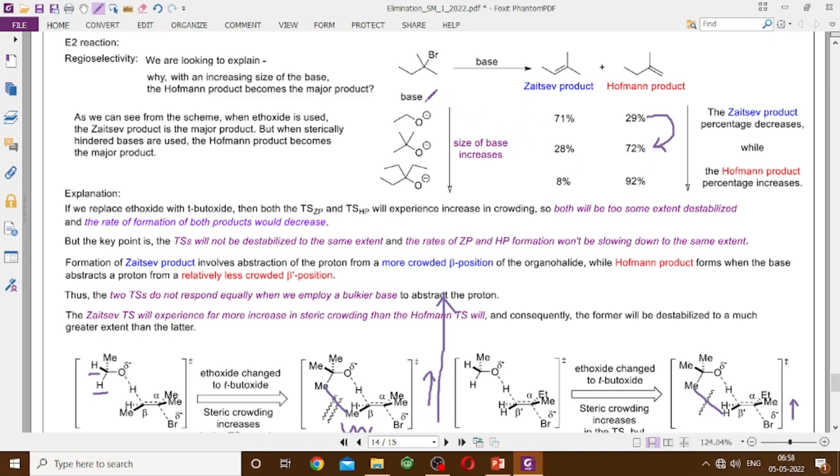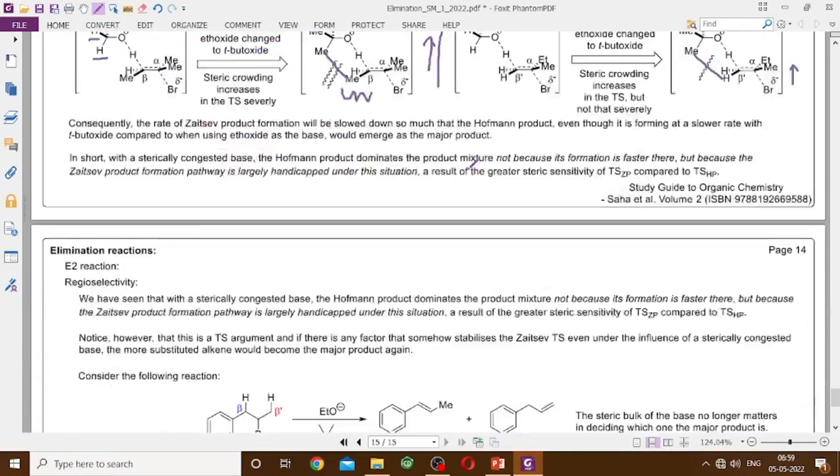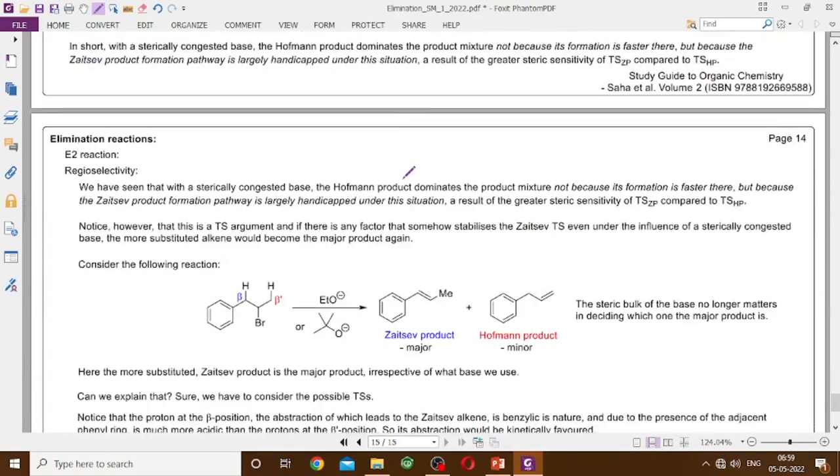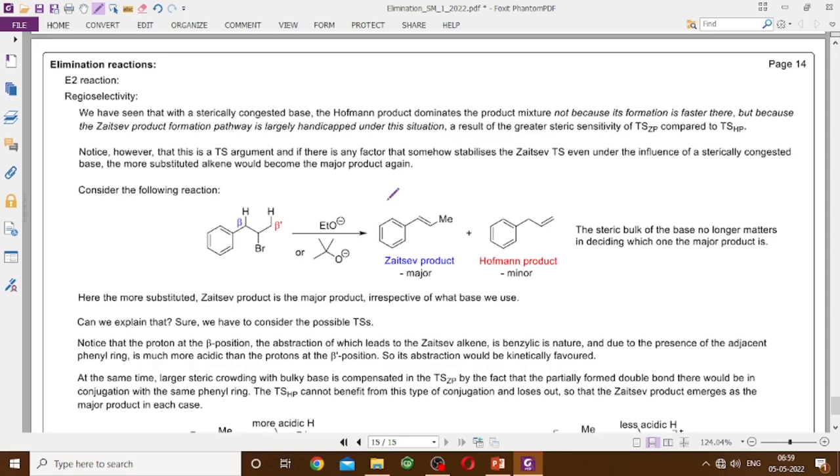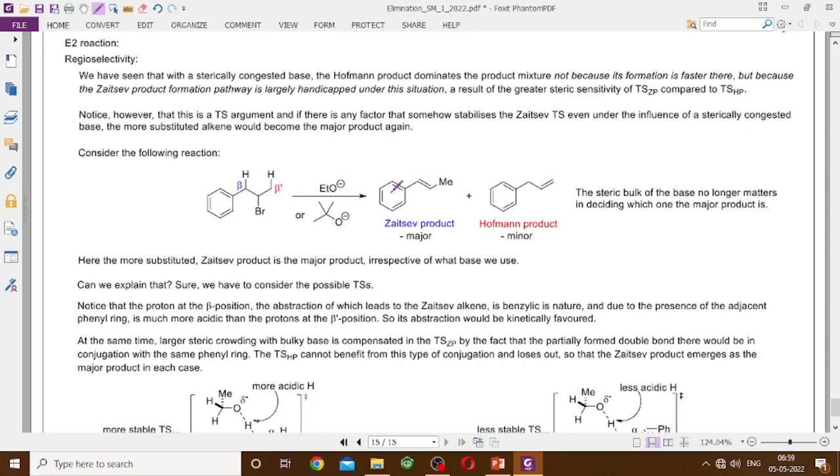The rate of the reaction will actually slow down because steric hindrance destabilizes both transition states. The overall rate will be lower, but the product distribution will change. And if there is some other factor which can stabilize the Zaitsev transition state, even though it is more crowded than the Hofmann transition state, then that will be the major product.